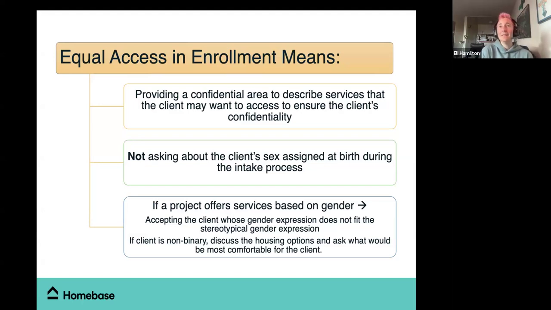And then if a client is non-binary, if you're a program that has a men's shelter and a women's shelter, and someone comes in and says, I don't identify as a man or a woman, I am non-binary or some other identity, talk about the options. Talk about, well, this is our women's shelter, this is our men's shelter, this is how they work, this is the physical layout, and ask them what would be most comfortable for them. That is the best practice that we strongly recommend.